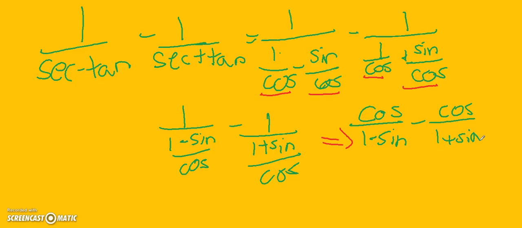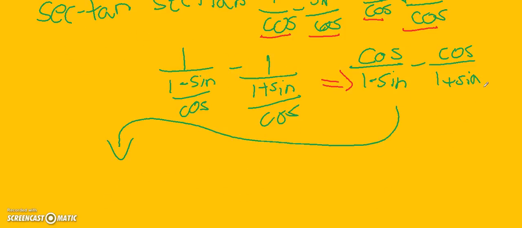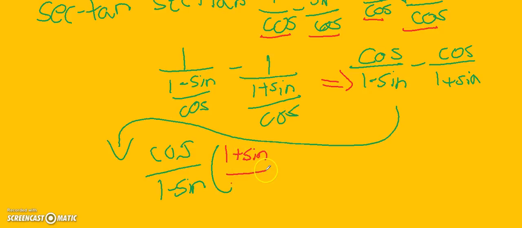Okay, so the next step over here is we have to find like denominators. The way we're going to do that is we're going to multiply this first fraction by 1 plus sine over 1 plus sine, and we're going to multiply the second one similarly. So let me write it out. We're going to do cosine over 1 minus sine, times 1 plus sine over 1 plus sine.